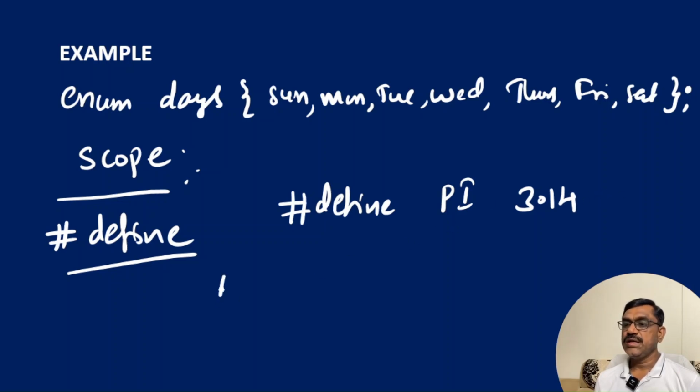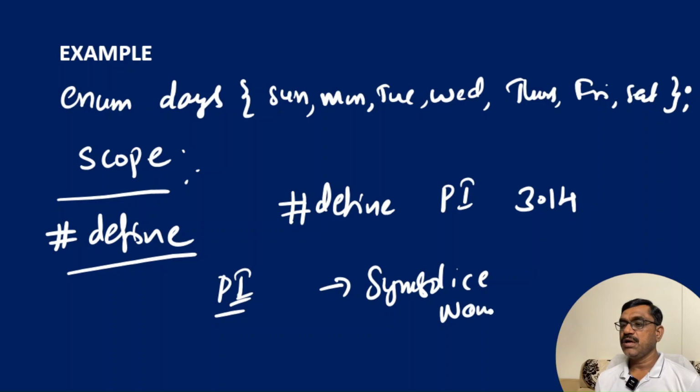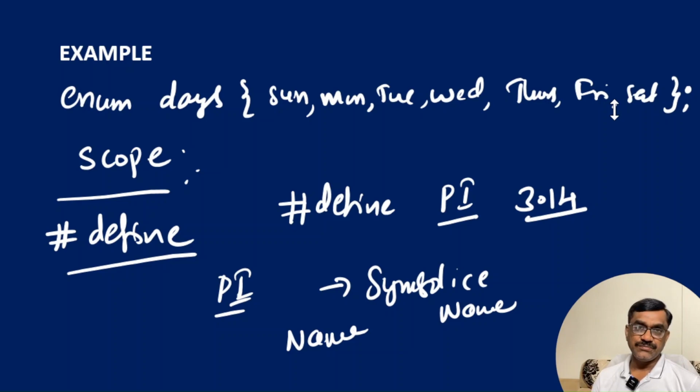So what does it mean? The meaning of pi here is that it is a label name, or we can say a symbolic name, or simply the name. We are giving the name pi, either in capital letters or small letters, to the value 3.14. So this is also somewhat similar to the enum data type or members. Then what is the difference with enum? When we have the hash define concept, what is the need of using enum?